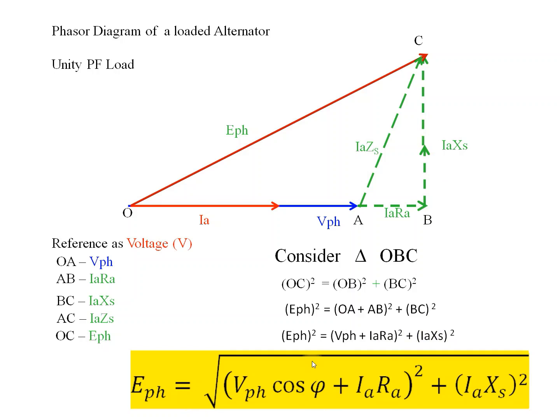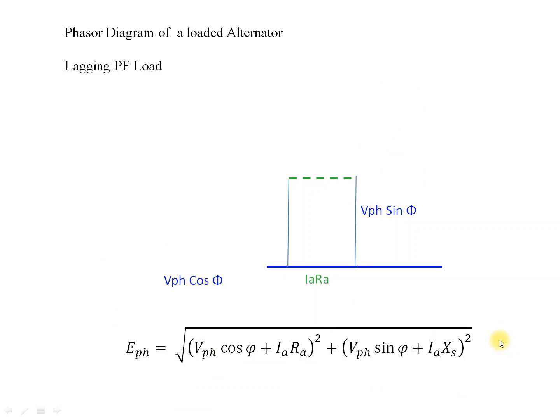So from this equation, E phase is equal to the square root of V phase plus IA RA the whole square plus IA XS the whole square. Since this equation doesn't have phi as an angle, we don't get the cos phi.